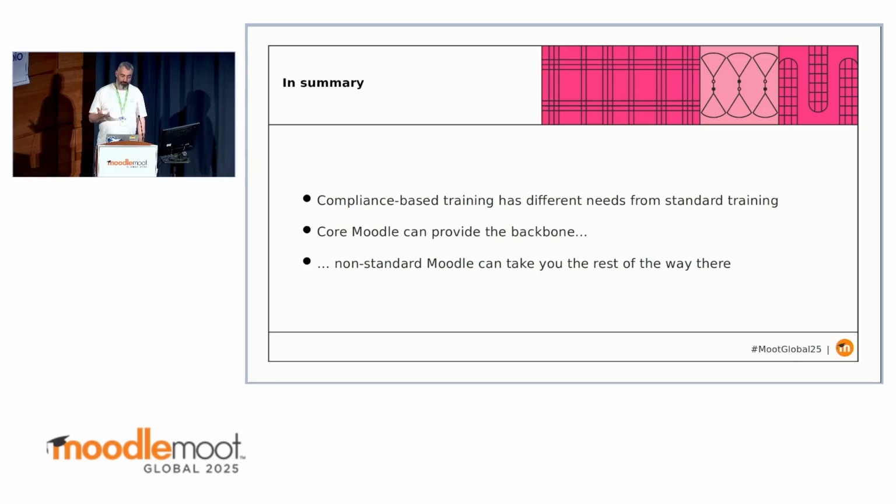So in summary, compliance-based training has different needs from standard training. Core Moodle provides the backbone of all of this, because the course completion parts in core Moodle provide the information that's required. And non-standard Moodle, in EMA for example, can bring you the rest of the way there.